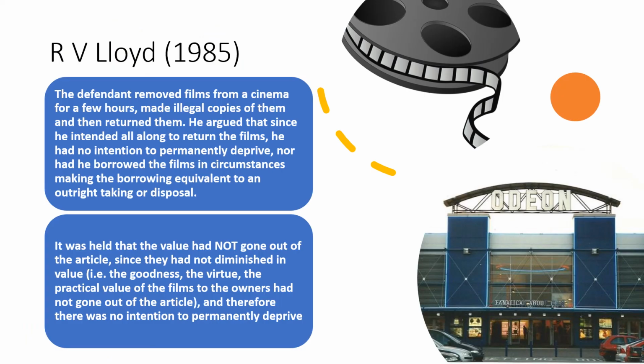But in this case, he was convicted of theft because the exact notes and coins had been taken. Now in Lloyd, we're talking about a cinema. The defendant removed films from a cinema for a few hours, made illegal copies of them, and then returned the actual films. He argued that since he intended all along to return the films, he had no intention to permanently deprive, nor had he borrowed the films in circumstances equivalent to an outright taking or disposal. It was held that the value had not gone out of the article since it had not diminished in value, so the practical value of the films to the owners had not gone out of them, and therefore there was no intention to permanently deprive.